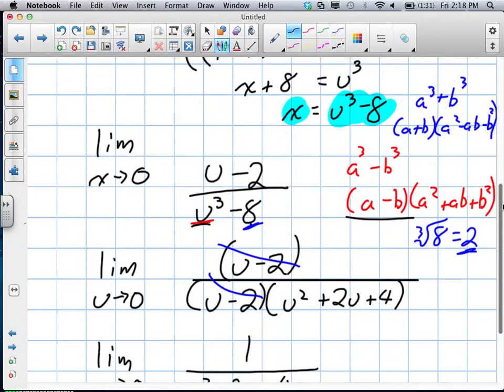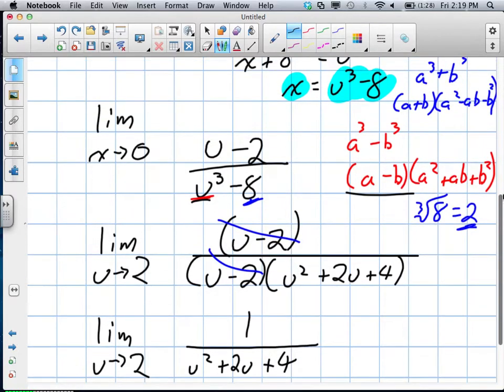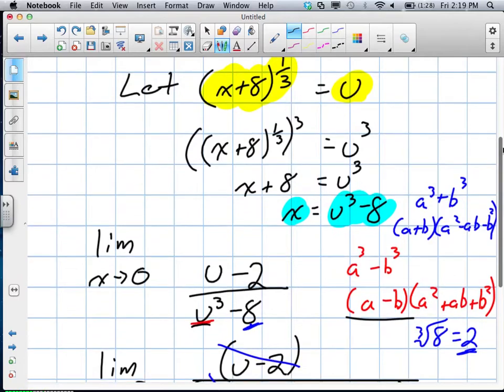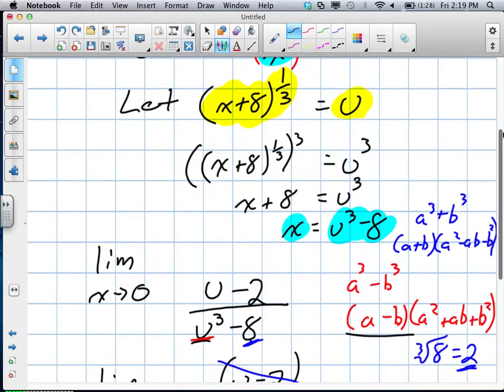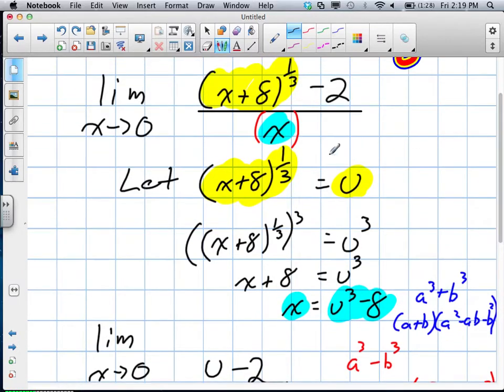I made a mistake. Our u limit shouldn't be at 0. Our u limit should be at the number 2. Okay? We'll go back over that in a sec. As our u approaches the number 2. Okay? And the reason we have that here is because that is essentially what's going to create our 0. Okay, I should have talked about that.